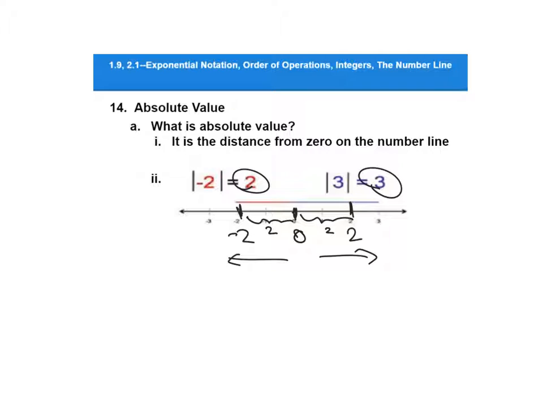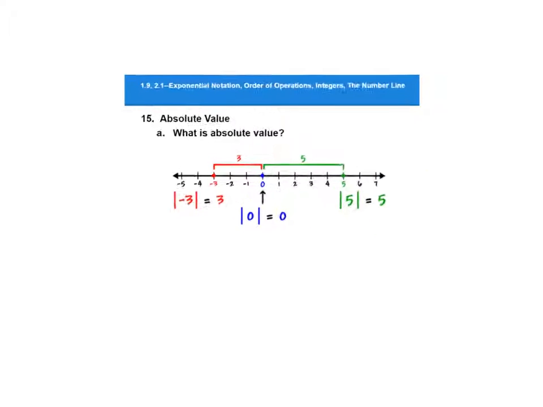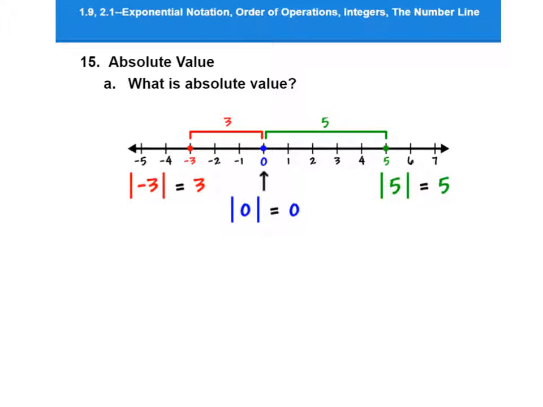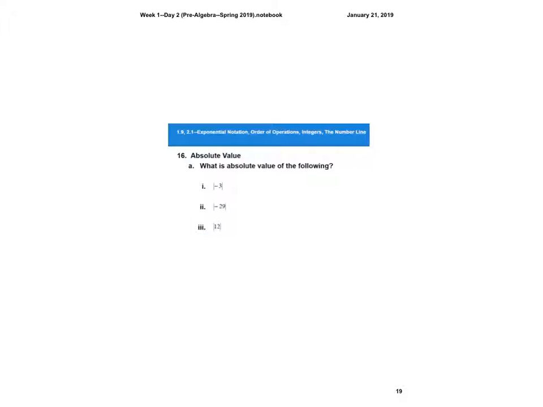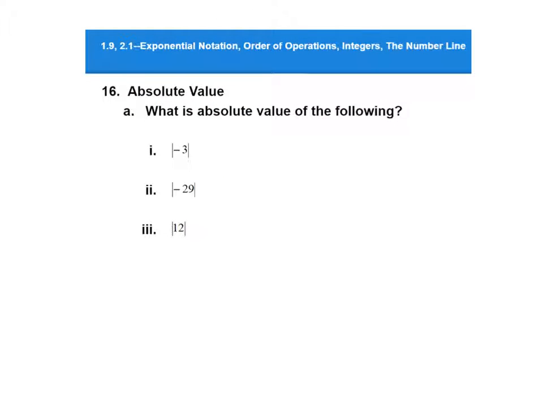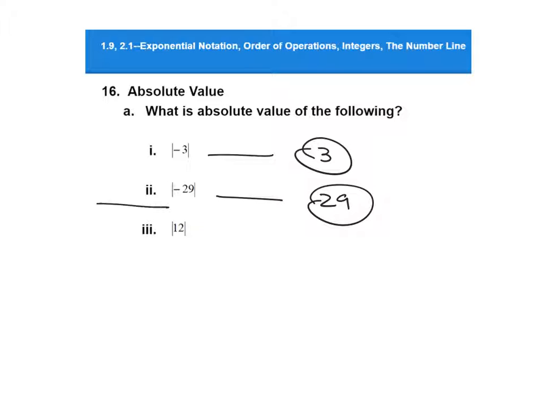Notice we're talking about distance that is positive. So when we look at the absolute value of -3, we're talking about 3 units away from 0. Absolute value of 5, it's 5 units away. So when we say absolute value of -3, 3 is our answer. What's the absolute value of -29? 29, because remember it's 29 units to the left of 0. -3 is 3 units to the left of 0. 12 would be 12 units to the right of 0, and it's still positive.